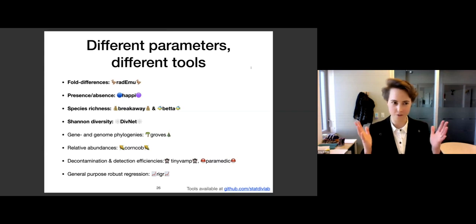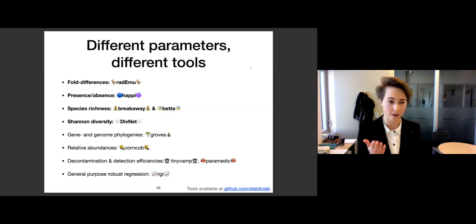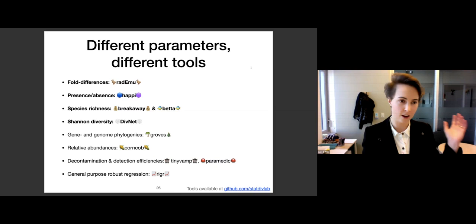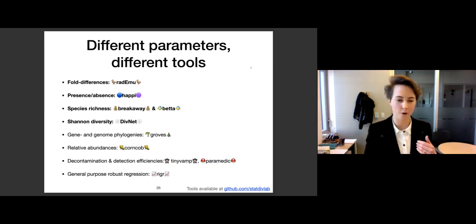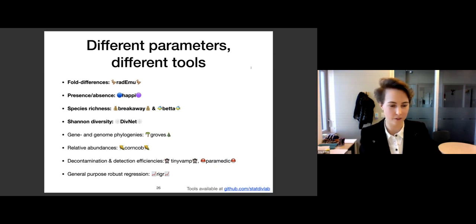As I mentioned, there's lots of different parameters that you could be interested in. This fold changes method is just one. So RadEmu is a method we're proud of. We have a lot of other tools out there because there are many different parameters that people are interested in. So if you're not interested in fold abundance and you're just interested in presence absence, I'd love to point you to a method called HAPPY. I can provide the reference for that. If you're interested in diversity or species richness, I'll point you to Breakaway and DivNet. If you're interested in Shannon diversity, I'll point you to DivNet and Beta. If you're interested in trees, groves, and so on. So this slide will be available to you if you'd like to go back and check out some of these tools later.